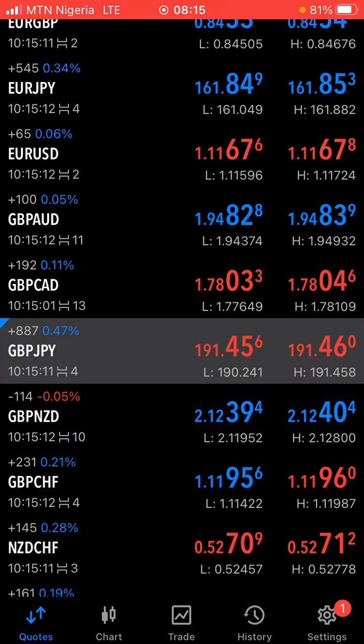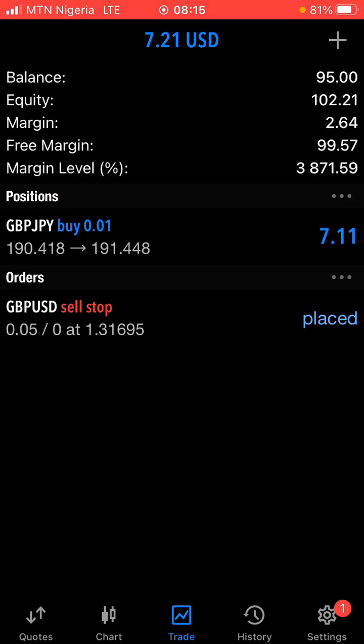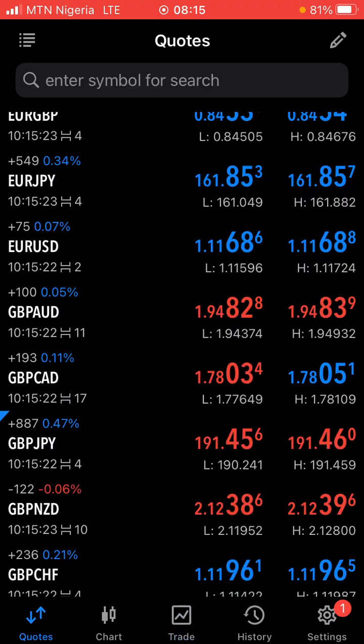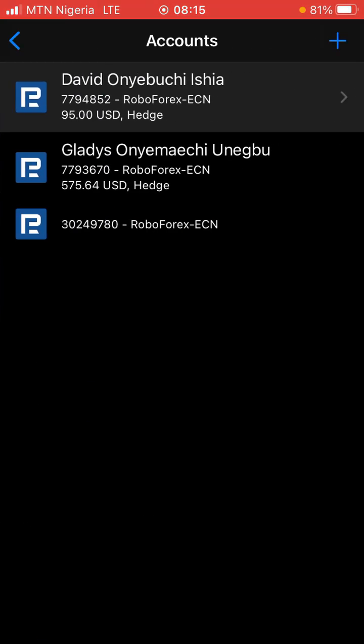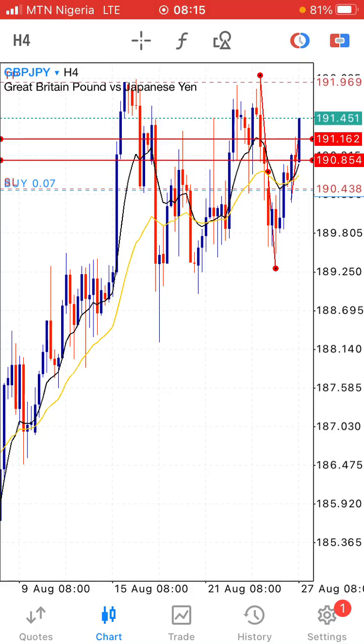I'm on the trade. Let me check my GBP JPY. I just wanted to see what's happening on GBP JPY. Sorry. That's a beautiful one. Wow, it's giving me what I want. That's an awesome, beautiful one. And GBP JPY, it's beautiful.